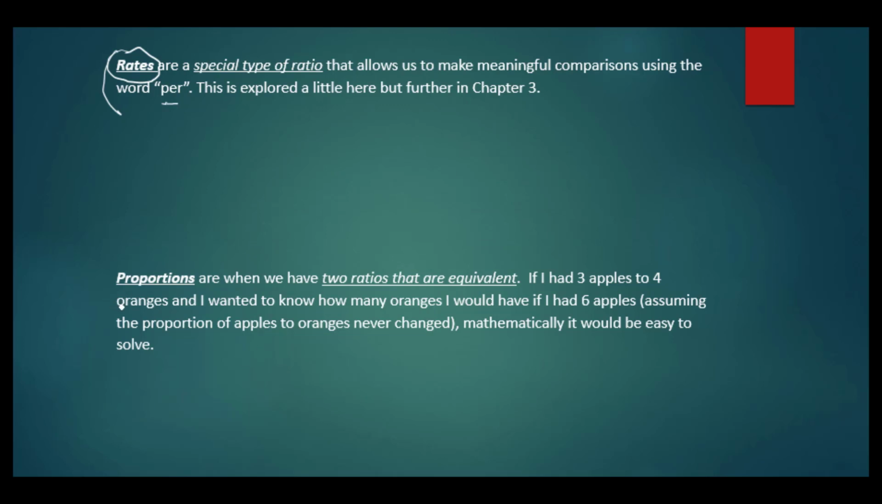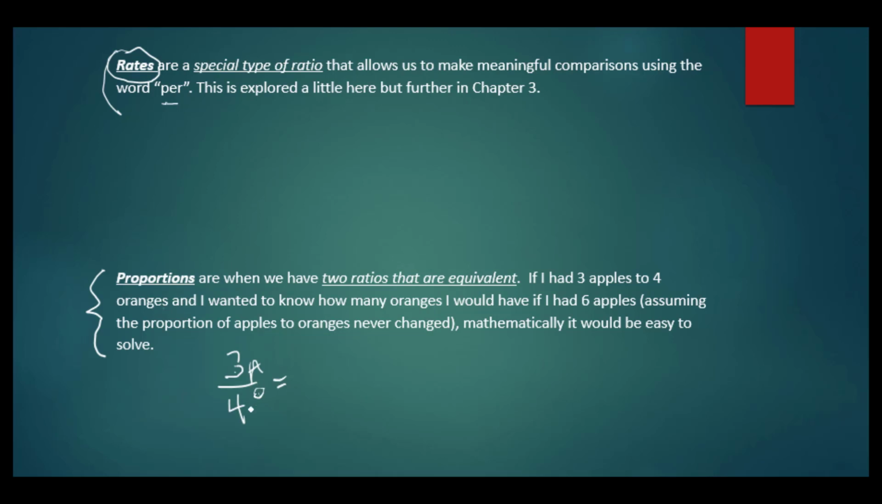Proportions are when you have two different ratios that are equivalent. You know this, again, from fractions. Equivalent fractions are proportions. You can make up proportions that are equivalent. Like, for instance, this one. 3 apples to 4 oranges. I'm going to put A here for apples, and a small o for oranges.